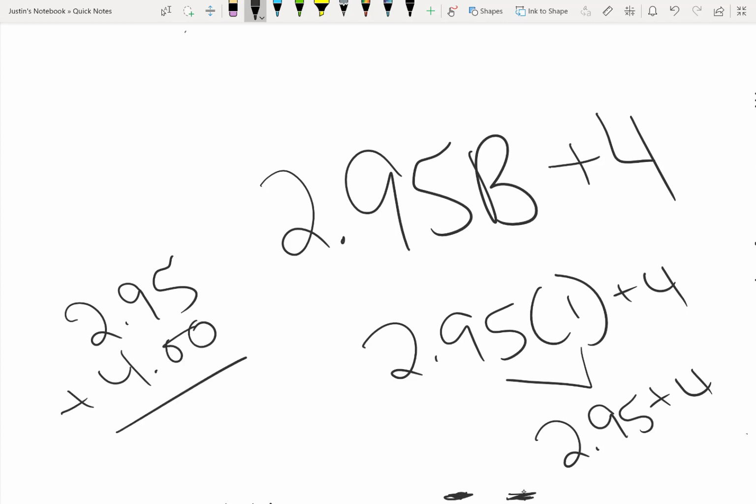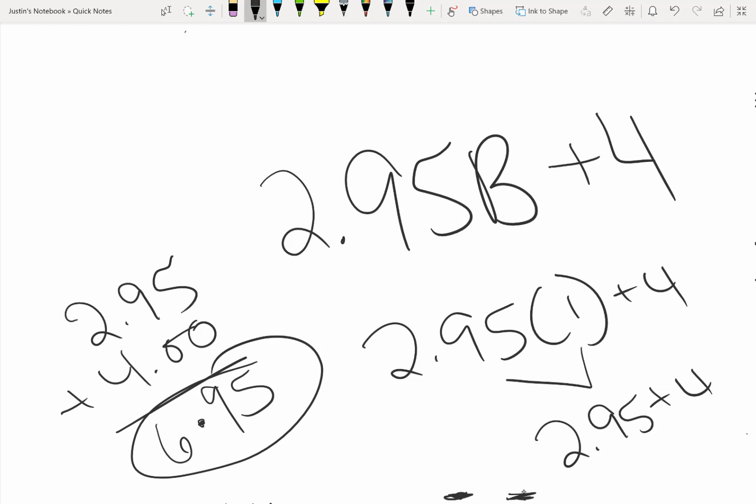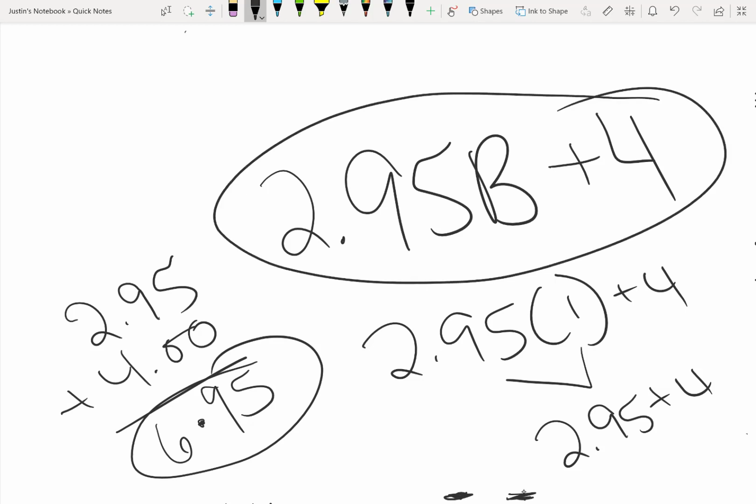Okay, 5 plus 0 is 5. 9 plus 0 is 9. Sorry, I don't know why I said 9 plus 0 is 0. Remember to bring our decimal straight down on addition and subtraction. And then 4 plus 2 is 6. So $6.95 for that first one. So just remember that this is the expression used to figure out the answers for that one. So you're going to fill in the answers on the table and then complete the questions.